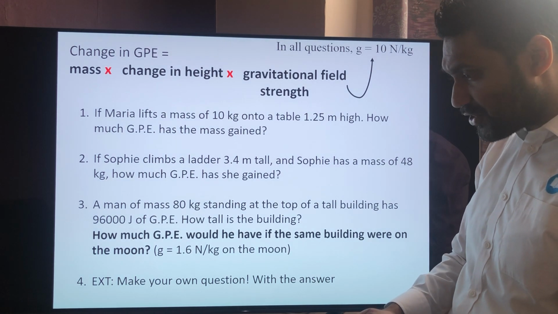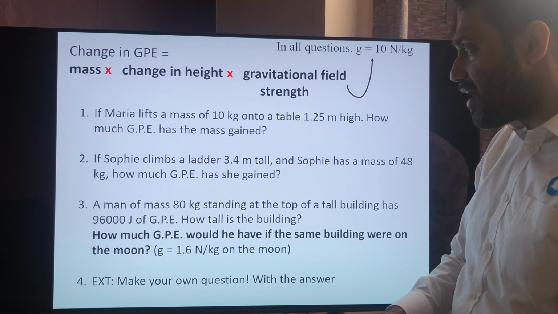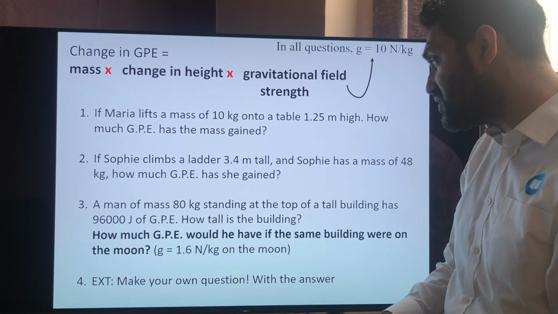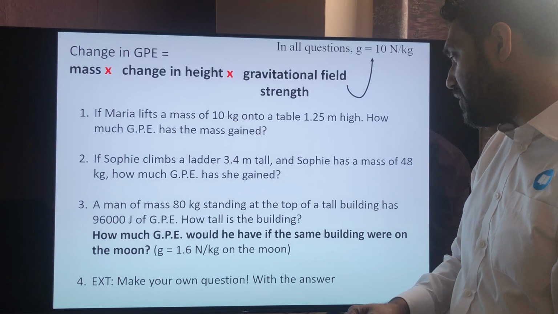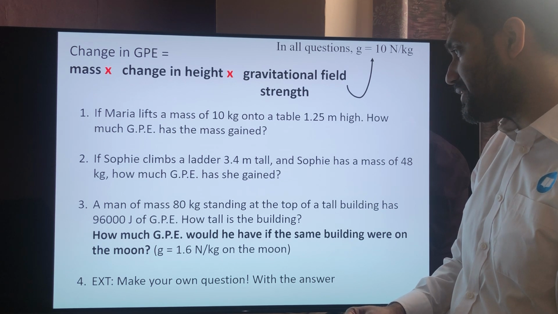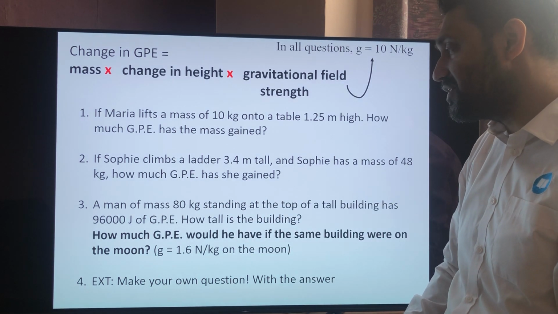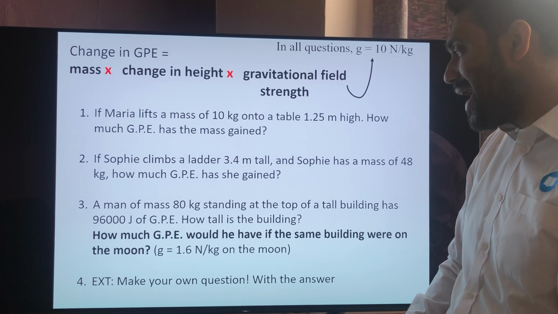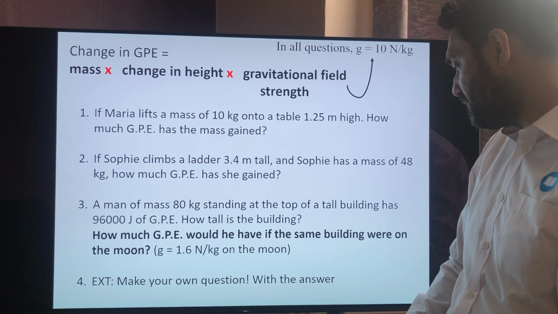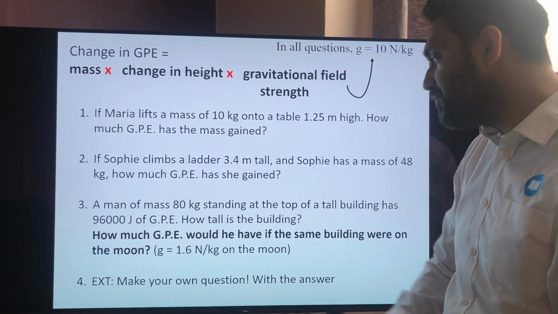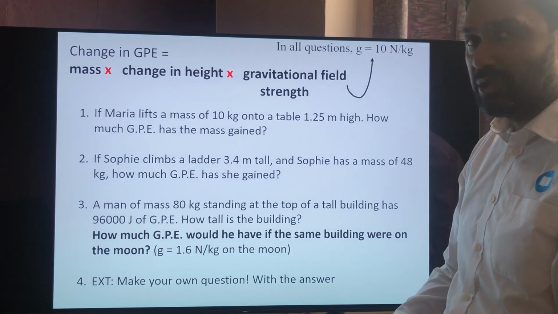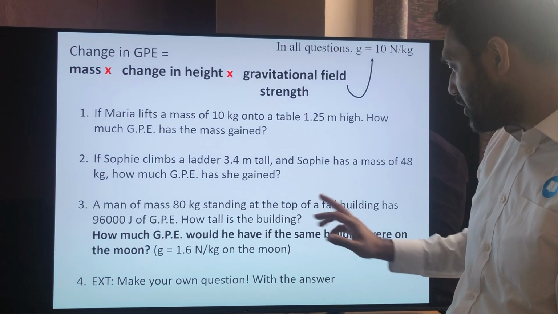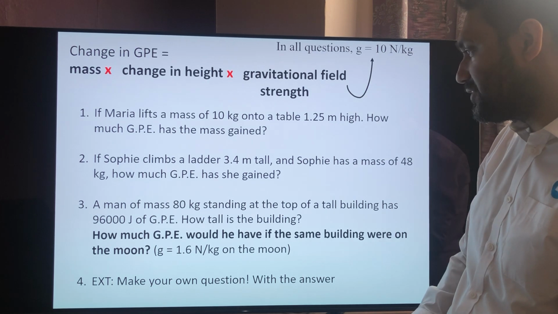Last question then to finish off today. A man of a mass of 80 kilograms, standing on top of a tall building, has a GPE of 9,600 joules. How tall was the building? We're going to have to assume this is on Earth, not on the moon. So we're going to use the g of 10 in this question.